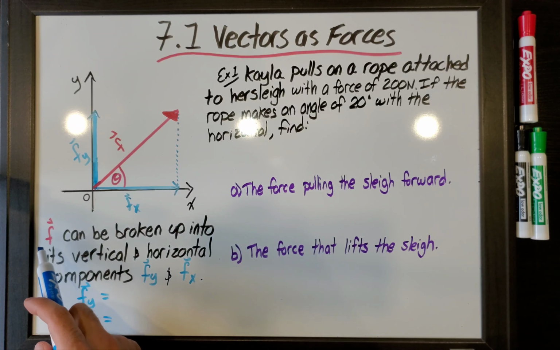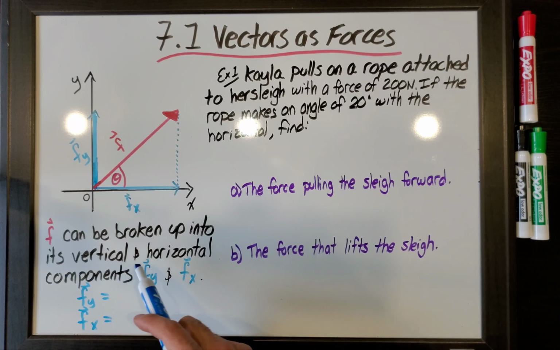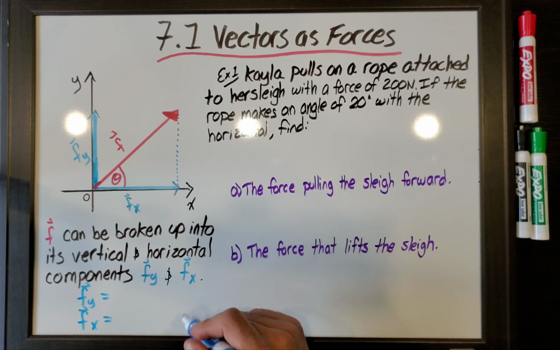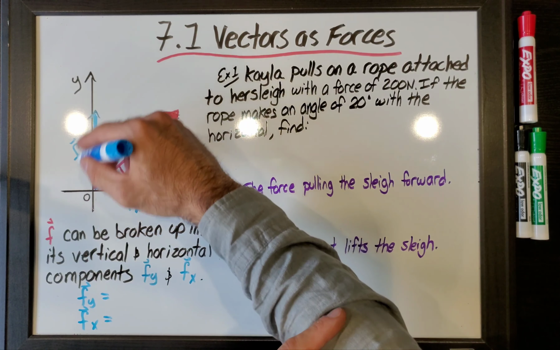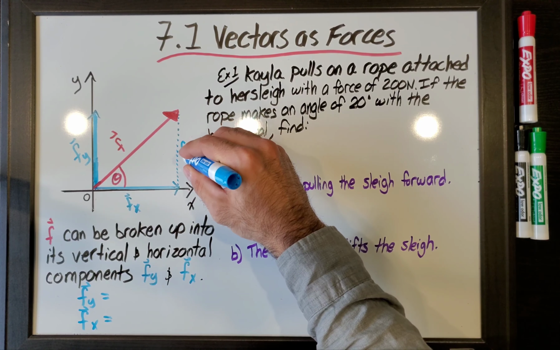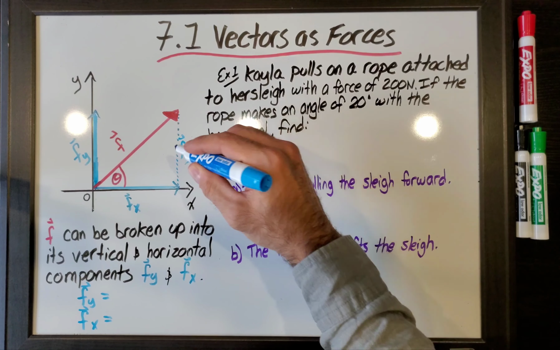So I wrote that down over here. Vector f can be broken up into its vertical and horizontal components, vector fy and vector fx. So if you take a look at this, if this is the vertical component, this is the same as on this side, right? So I can just draw this. This is also the same.